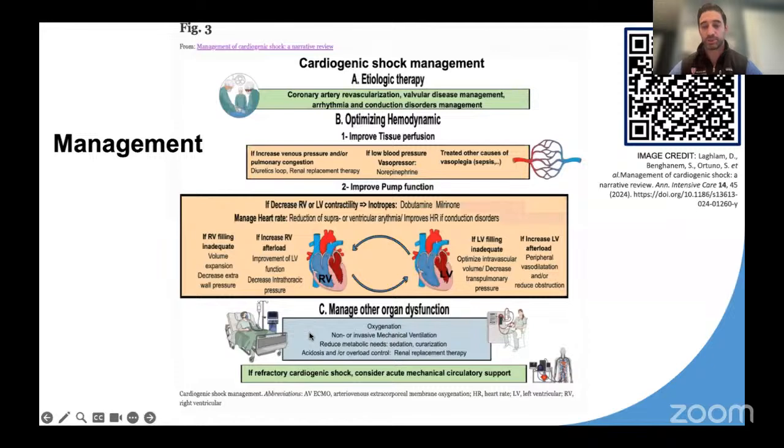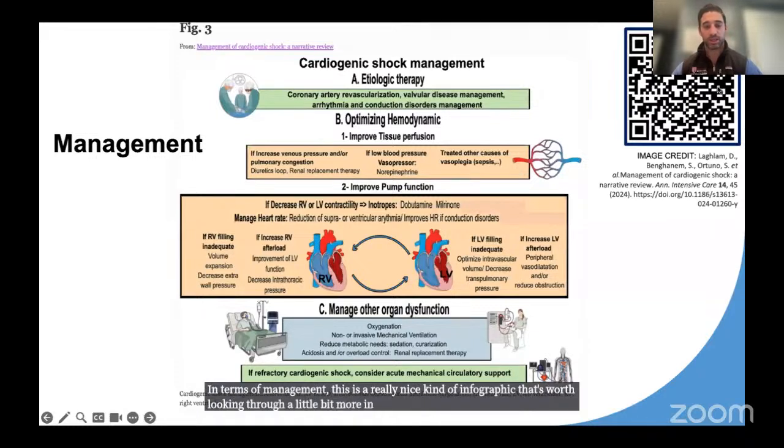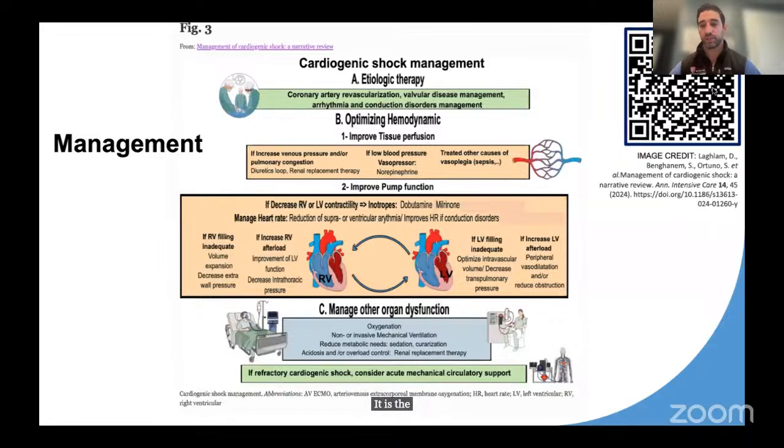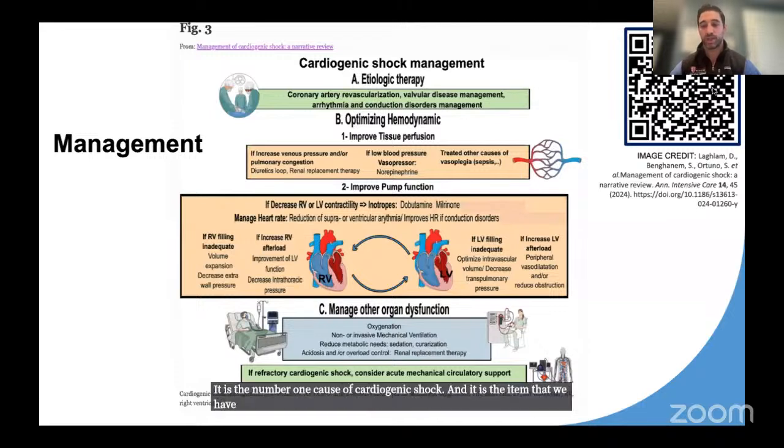In terms of management, this is a really nice infographic that's worth looking through a little bit more in depth. But I think the 10,000-foot view is you're desperately trying to look for some way to improve their function. And the number one thing we want to look for is, do we need to revascularize? Are they ischemic and they need revascularization? It is the number one cause of cardiogenic shock. And it is the item that we have the most data since the 1990s that intervening on improves outcomes.